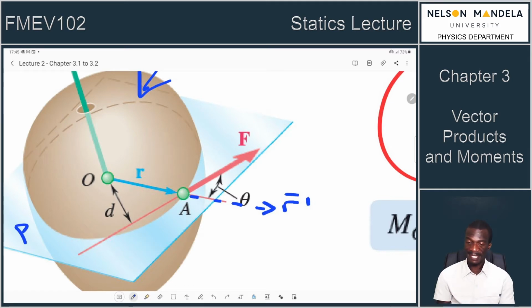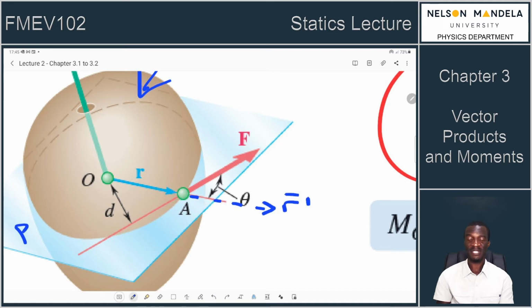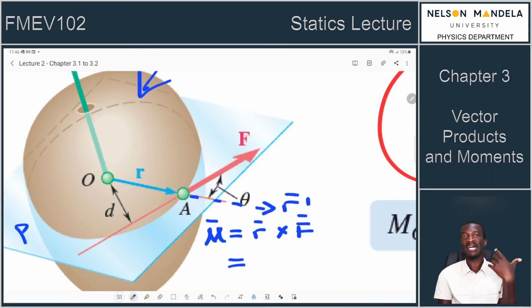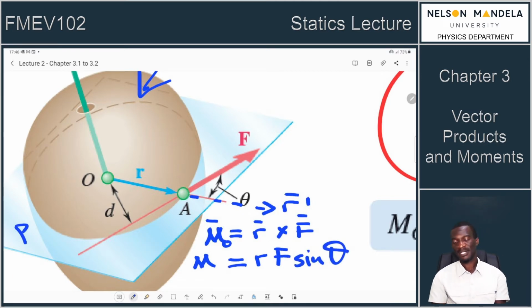Now, when you look at this diagram, what we can tell is that the force can be related to this R. How? We said that the moment is actually equal to R cross the force F. And we said by magnitude, one can find the magnitude of this moment about the force by multiplying the magnitude of R by the force F and the angle between them, which is sine theta.